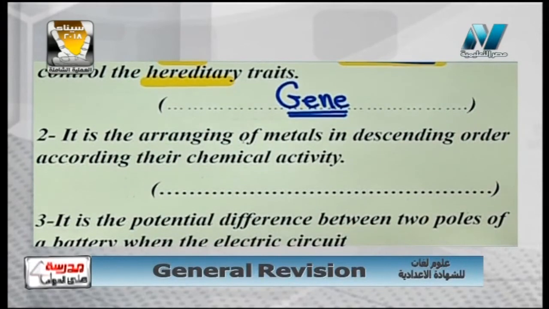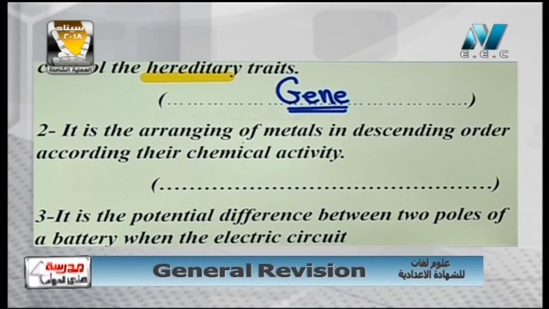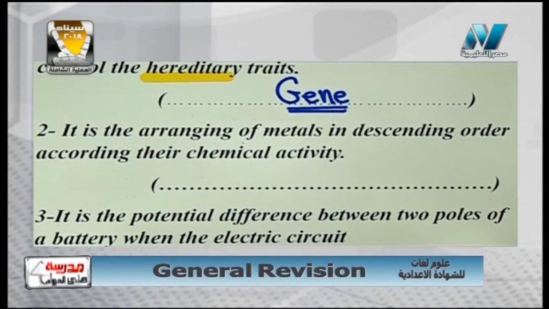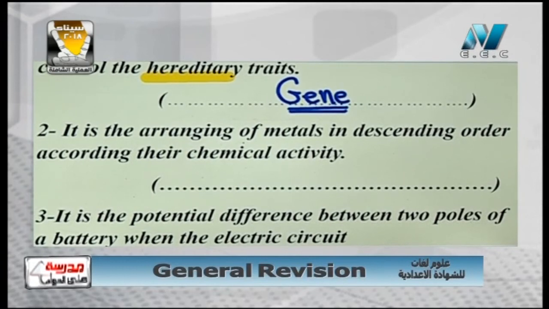Number two: it is the arranging of metals in descending order according to their chemical activity. This question we studied before in second prep, and now we study it again in third prep. Arranging of metals in descending order according to their chemical activity.